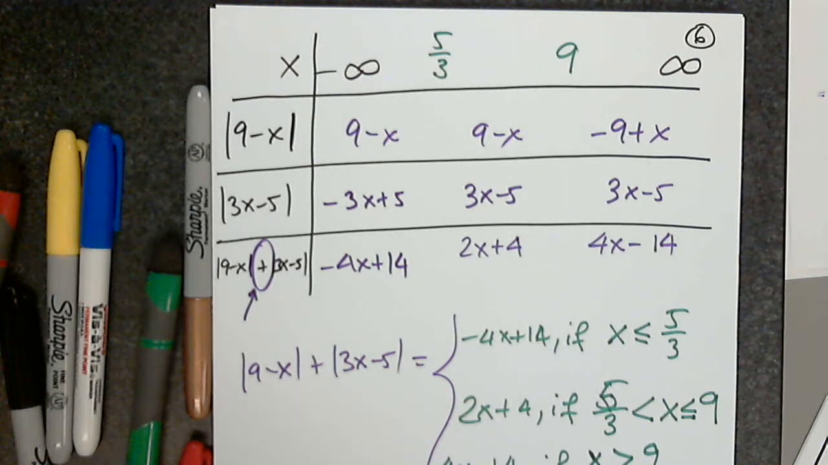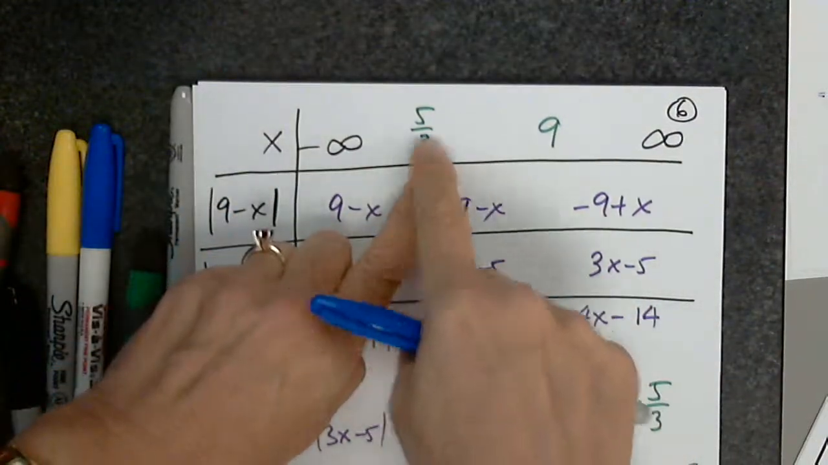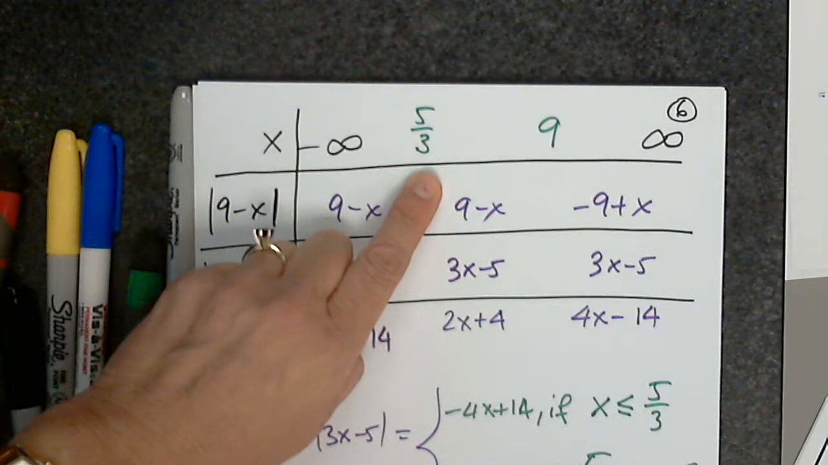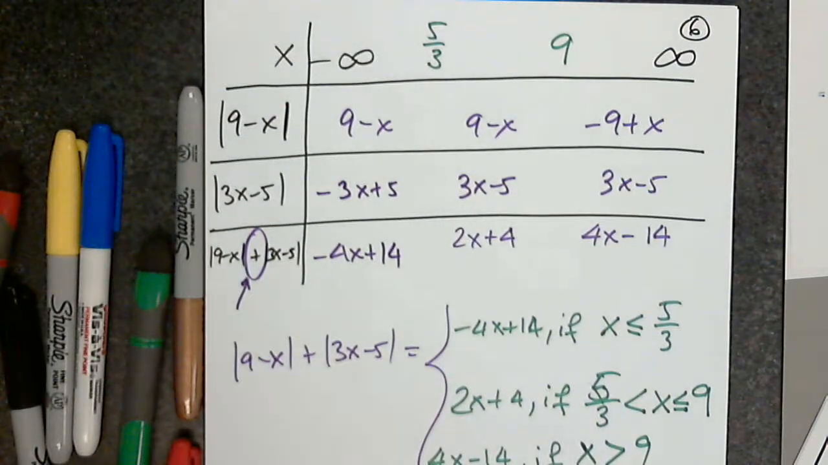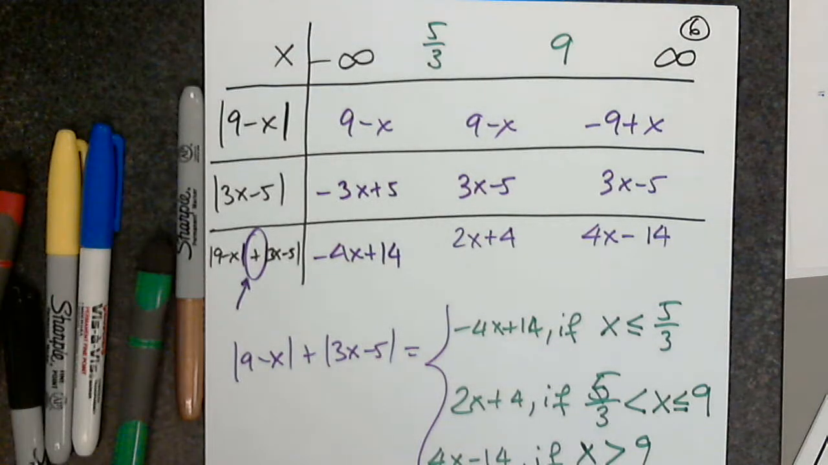Nick, can you explain the middle answer? Yes, x is between 5/3 and 9. Oh, okay. And this is 2x plus 4. Any questions? Okay, let's choose another. So I can put this handout away for good.